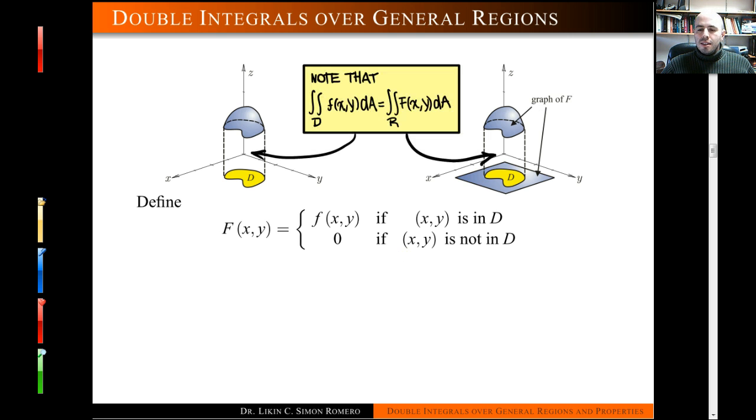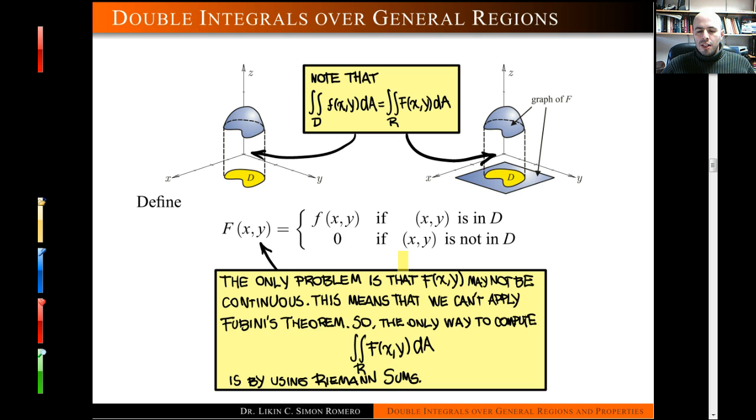So notice that given the graph of the function, the double integral over the region D is going to be the same as the double integral of the new function capital F over the region R. Why this is useful is because then we can just compute this as a double integral over a rectangle. The only problem is that capital F of x, y may not be continuous. This means that we cannot apply Fubini's theorem, so the only way that we can compute this double integral over this rectangle is using Riemann sums.